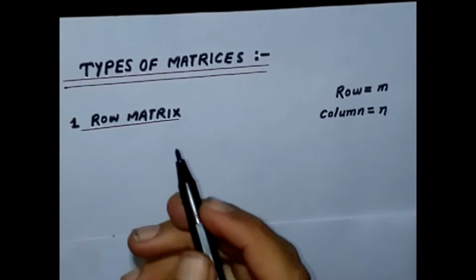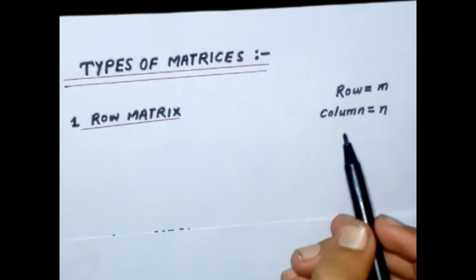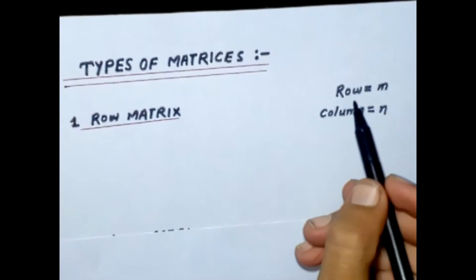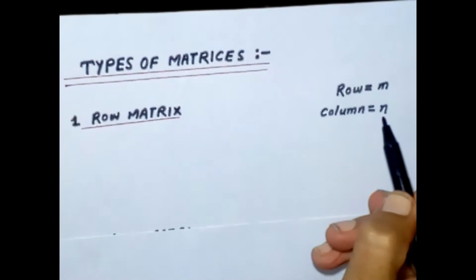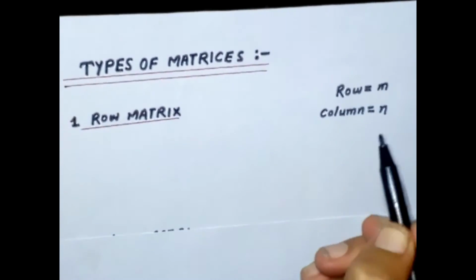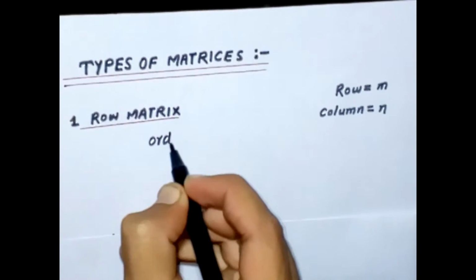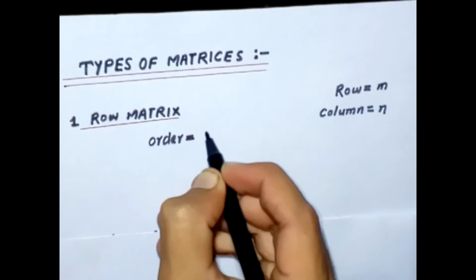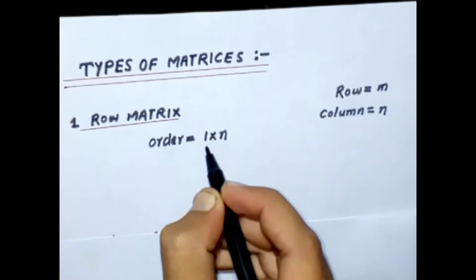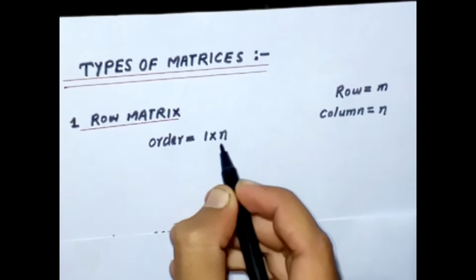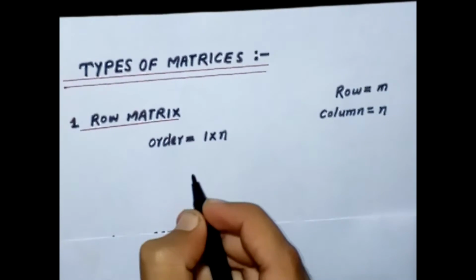Now let's talk about the types of matrices. Before, we denoted the number of rows in a matrix by m and the number of columns by n. Now what is a row matrix? If a matrix has order 1 cross n, this means that if a matrix has a single row and any number of columns, then the matrix will be a row matrix.